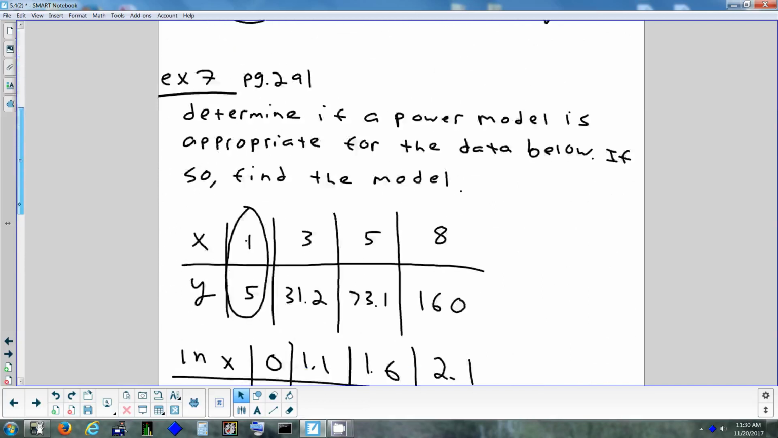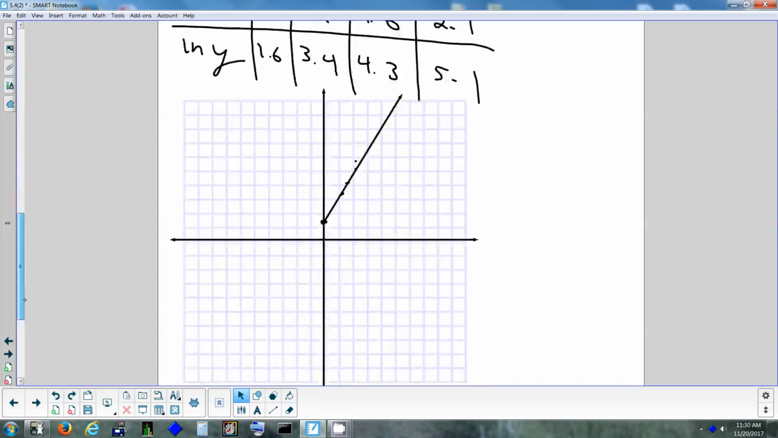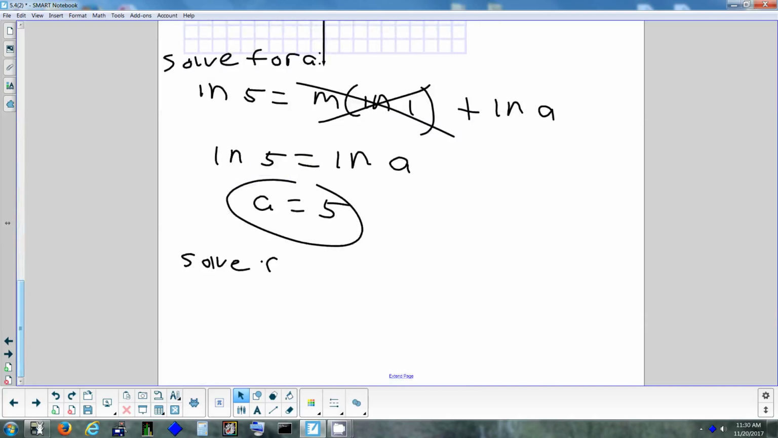Okay, to find m, pick another point in the table. What do you think is a good point to use because the numbers aren't as messy? I would use the 8, 160 just because you don't have any decimals. So let's plug that in. This will solve a, and now we'll solve for m. So ln of y equals m ln of x plus ln of a. So ln of 160 equals m ln of 8, plus ln of a. I already know a is 5. My advice is don't write 1.6, just leave it like that because nice things are going to happen.